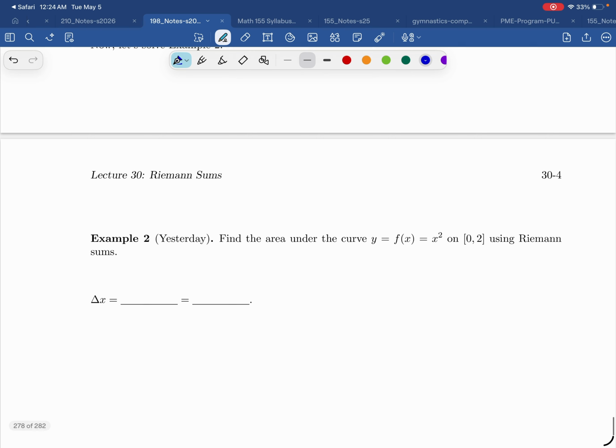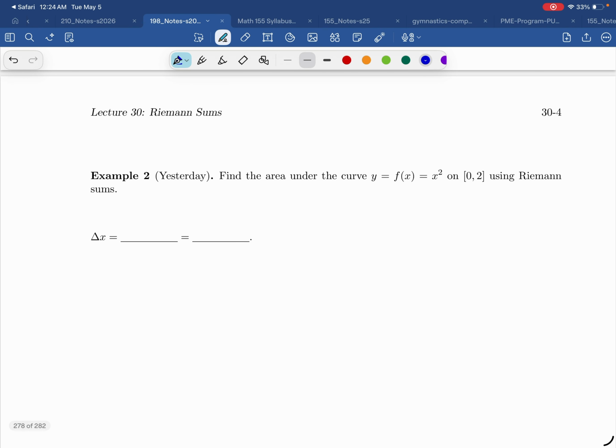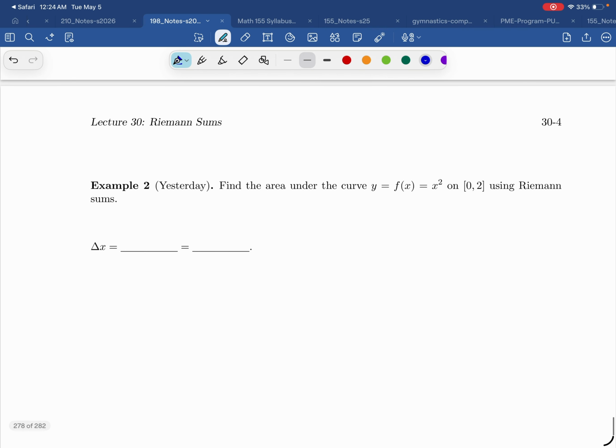Anyway, let's solve example 2, and maybe now we'll use a little bit less writing. And again, you don't have to know this. But I'd like you to, because we did mention this before, and now you can see how we get the answer. Anyway, we know delta x equals b minus a over n, which in this case is 2 minus 0 over n, which is 2 over n.